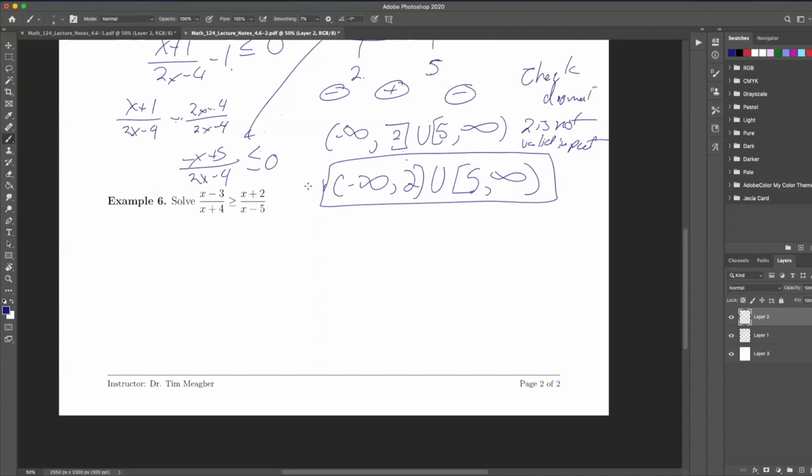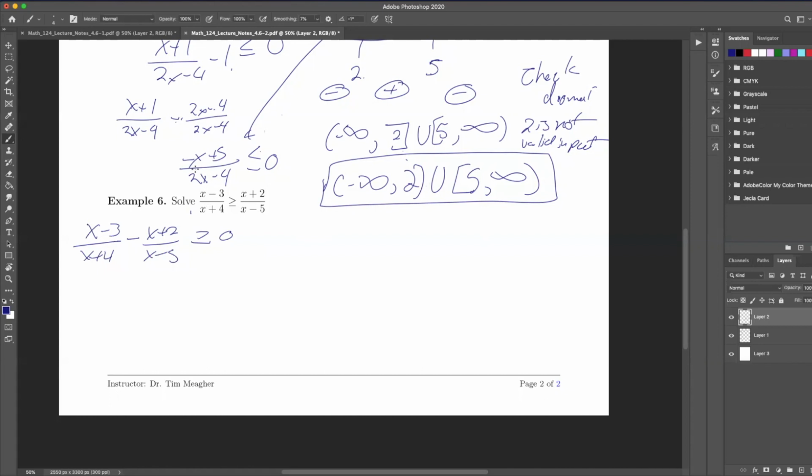So we need to get everything on one side. We need to have the rational on one side and everything else on the other. So what must we do? We just move over everything. So here would be x plus 4 minus x plus 2 over x minus 5, less than or equal, or greater than or equal to 0.